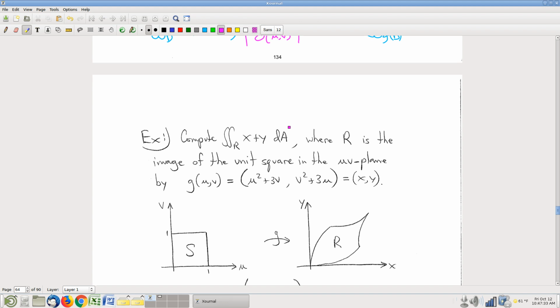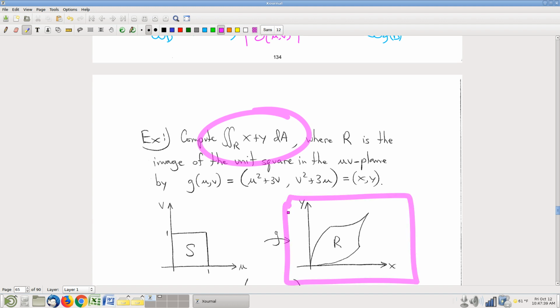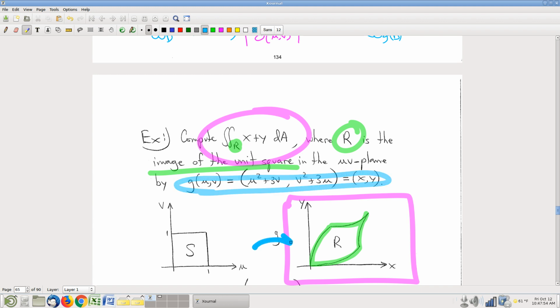All right, so let's see an example. Let's compute this integral here. That's an integral you'll notice in the xy plane. Now, specifically, my domain, R, is the image of the unit square by way of this wacky function there. It's the image of the unit square, and the unit square is over here.